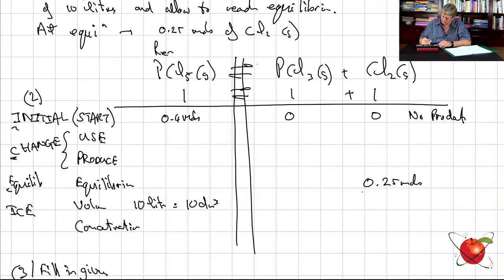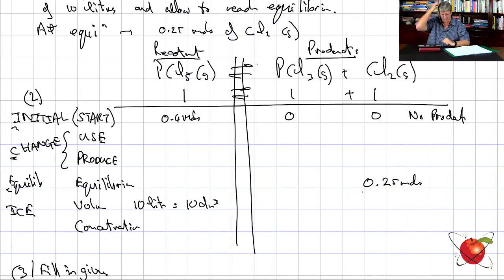Because remember, reactant and products. There we go. Activated complex in the middle, but we don't need that. We don't need delta H in this one either. So what do I say? I say, okay, initial, change, equilibrium.